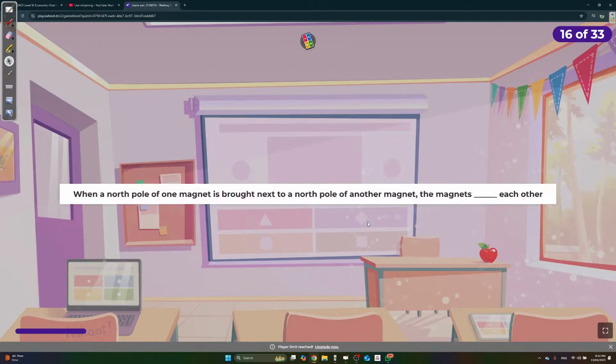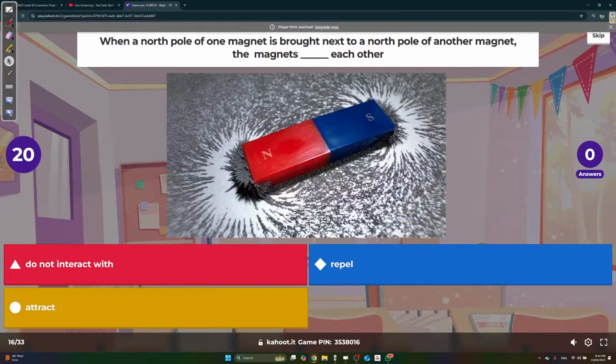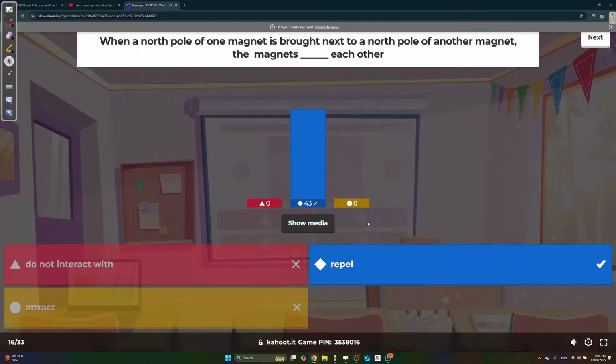Next question. When a north pole of one magnet is brought next to a north pole of another magnet, what happens to the magnets? Okay. 35 answers in 5 seconds. Okay, I think this is very, very self explanatory. Like poles will obviously repel.